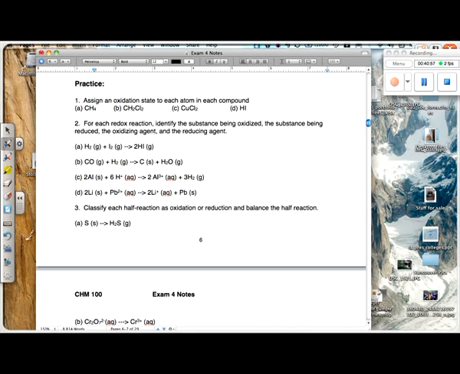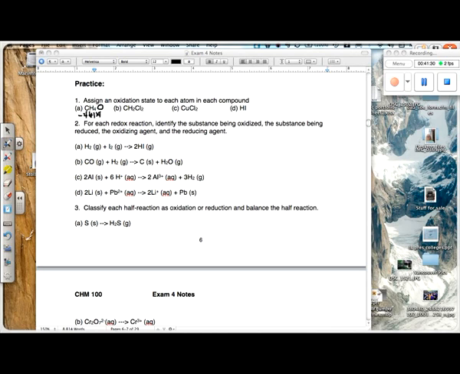All right, in our practice, number one, the first thing we're going to do is work on assigning oxidation numbers, since it's so important. Now, we've just done methane. Hydrogen is what you would expect, and it is plus one. I have four of them, so that makes carbon negative four, because the negative four and the plus four have to add up to zero. Okay?